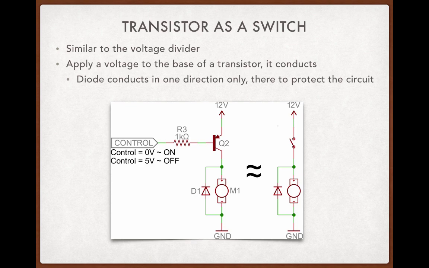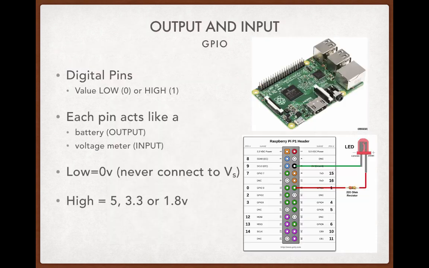And that equates to the simple circuit on the far right there that shows the transistor just acting as a switch. So basically, we apply a voltage to the base of a transistor, the transistor starts to conduct, and we get current flow through M1, the motor. Don't worry too much about the diode. It is there for back EMF protection, and it's only there to protect the transistor and the motor.